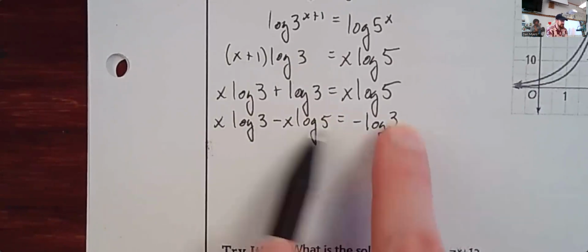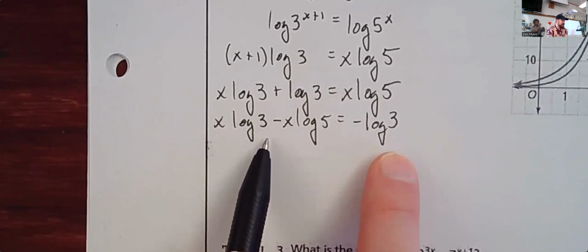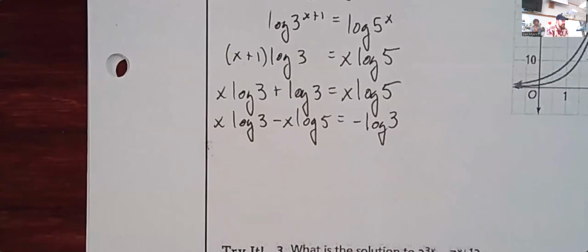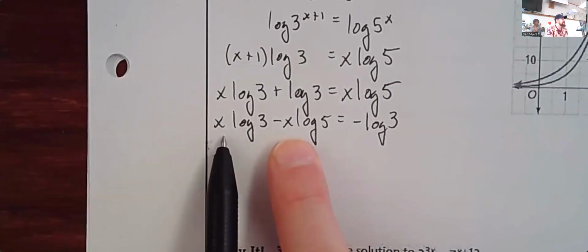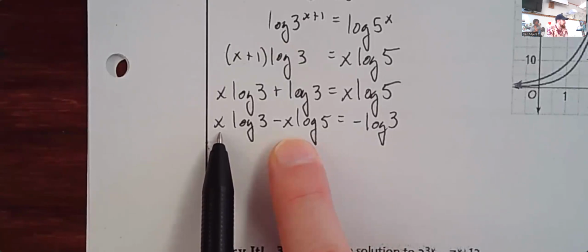So this is a straight up algebra move here. It just has the word log. Other than that, there's really no difference. Now, both of these have an x. What does that mean for us here?